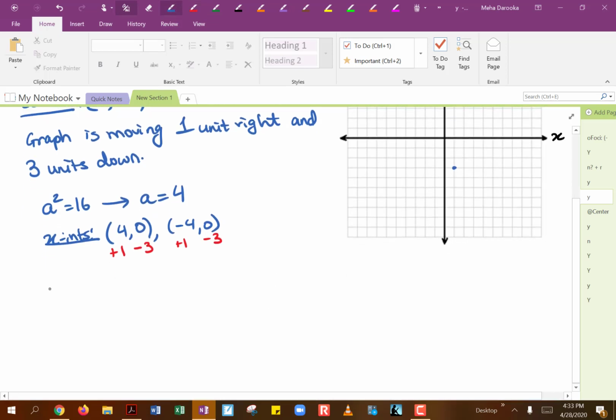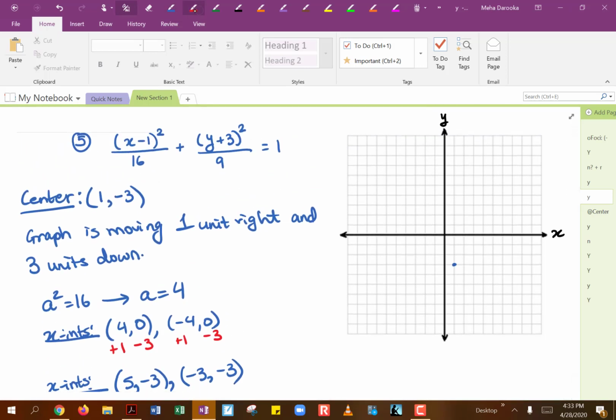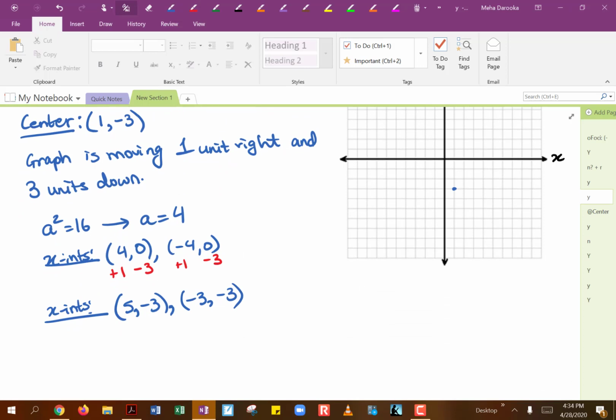So your x-intercepts for your graph should come out to be 4 plus 1 will be 5, 0 minus 3 is negative 3. Negative 4 plus 1 will be negative 3, and then 0 minus 3 will be negative 3. And as you can see, your new x-intercepts are going to be positive 5, negative 3, and negative 3 and negative 3. So let's go ahead and put that on our graph over here.